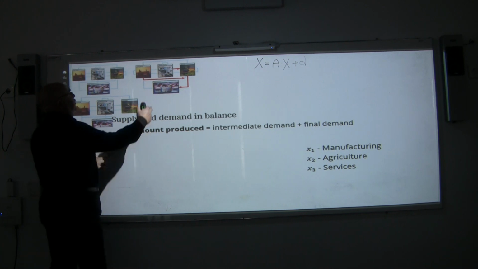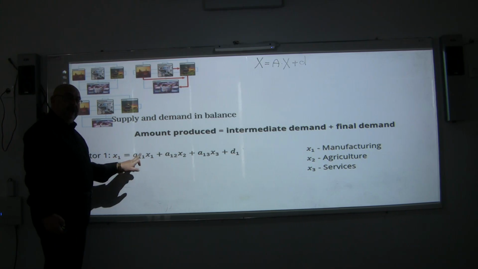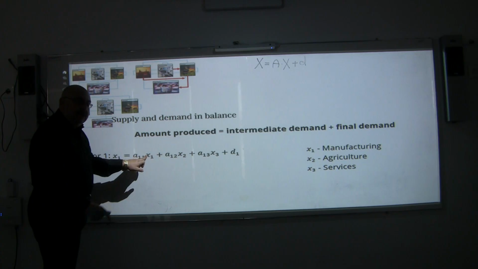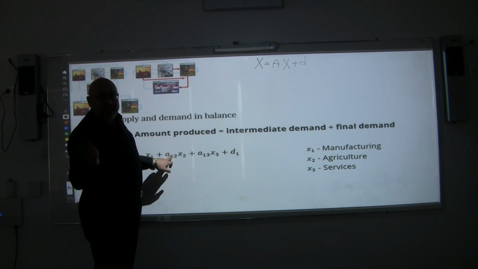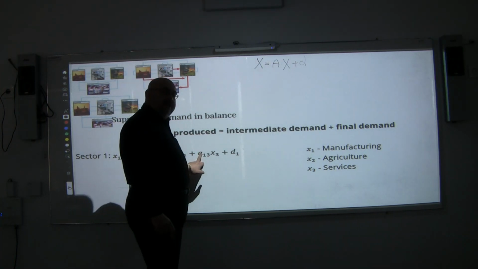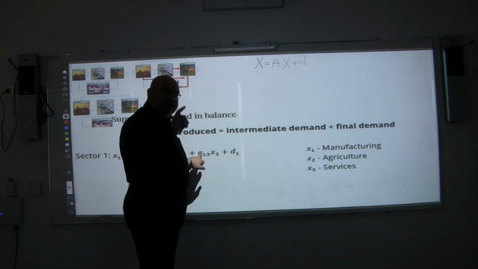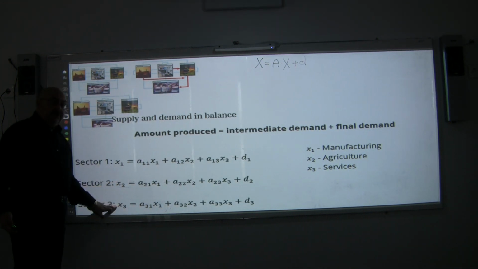So X1 stands for manufacturing. So as an input, you will have A11 times X1, which is the part of production that will be used in manufacturing, plus A12, which is the amount of the production that will be used from agriculture and goes into manufacturing. And that's the part or the ratio from the services that will be exhausted in X1. And after all of this, the remaining will be D1. Same way for sector 2 and for sector 3.